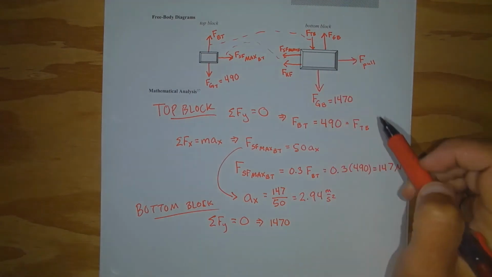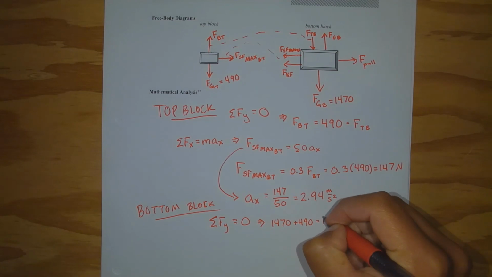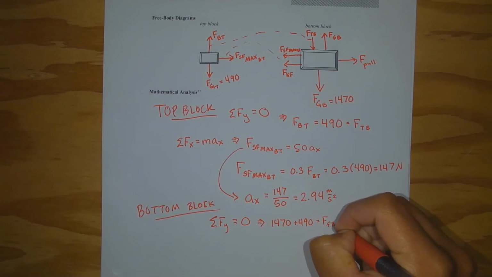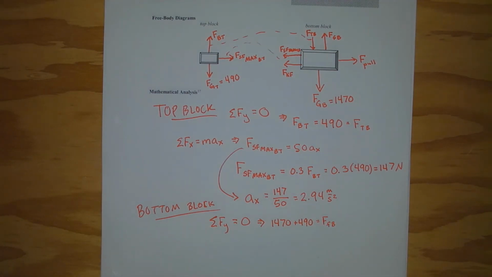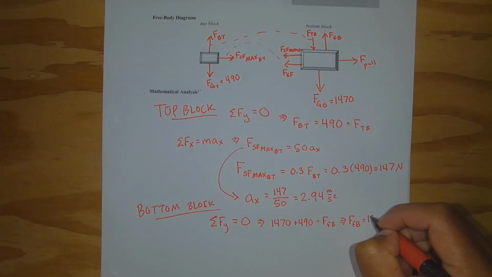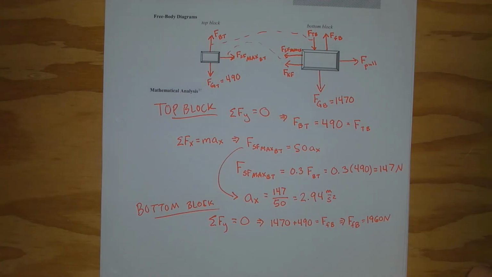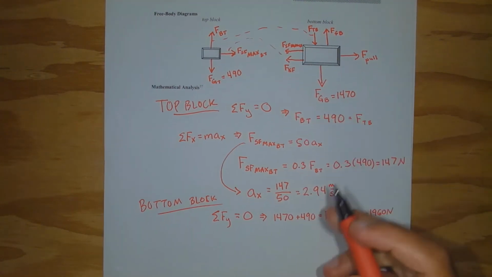So I have 1470 plus this force, which is 490, is equal to the normal force that the floor exerts on the bottom block. And that is 1,960. This force is equal to 1,960 newtons.